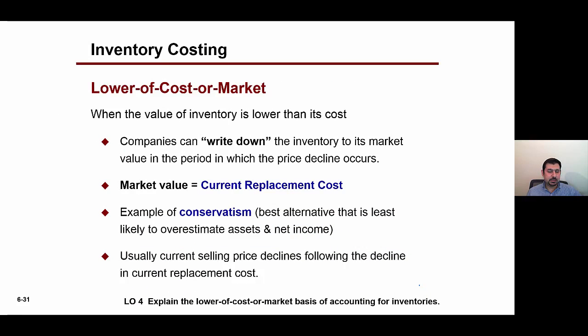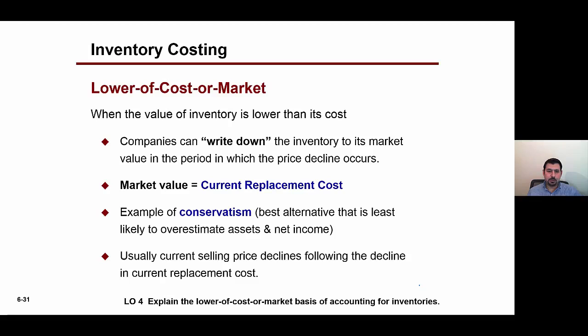Now, in certain cases, the value of the inventory will be much lower than its original cost. As we remember, inventory is an asset, and it has to be recorded according to the cost principle. It has to be recorded at the cost of acquiring that asset. But in certain cases, companies can write down the inventory that they have if the market price or the market value drops permanently.